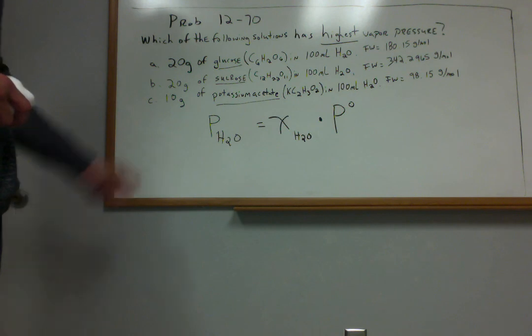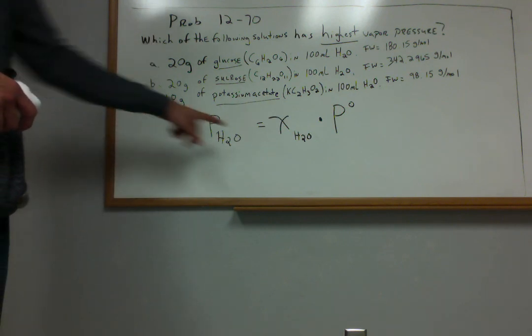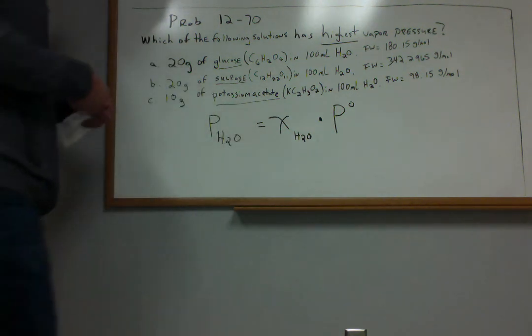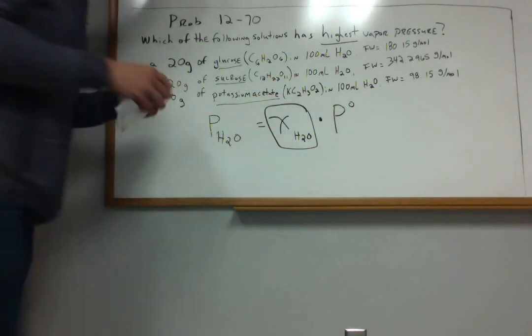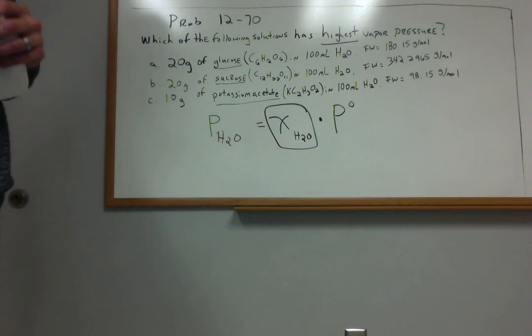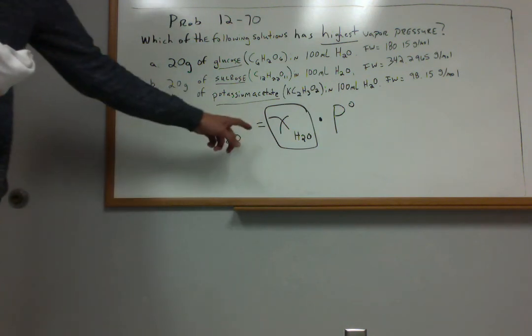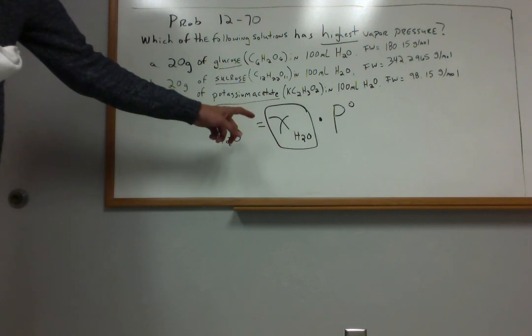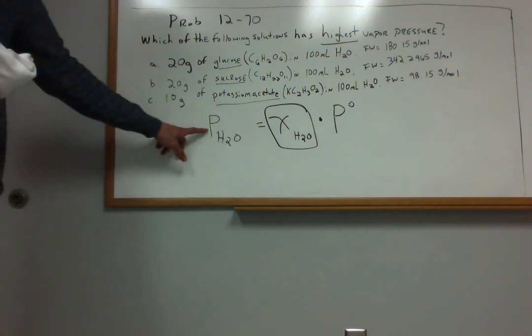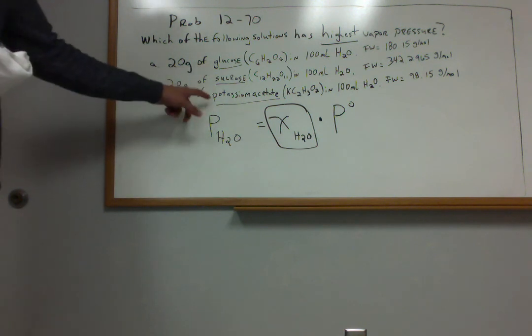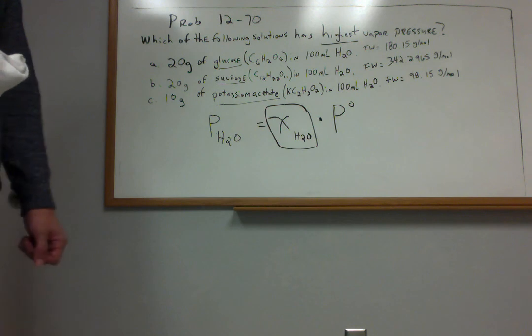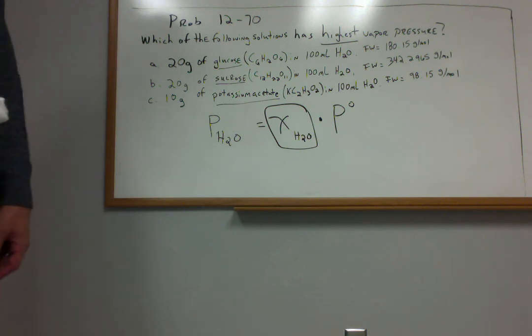So then what primarily determines the vapor pressure of all three of these is going to be the mole fraction. This problem basically boils down to figuring out what the mole fraction is for each of the solutions, okay? The solution which has the highest mole fraction of water will have the highest vapor pressure. So we just have to figure out which of these three has the highest mole fraction of water. Once we do that, we have ourselves an answer.